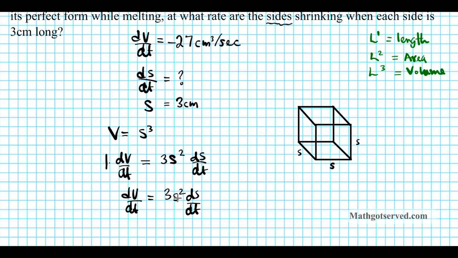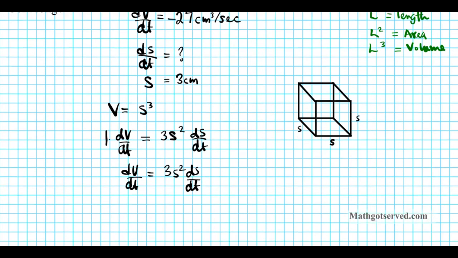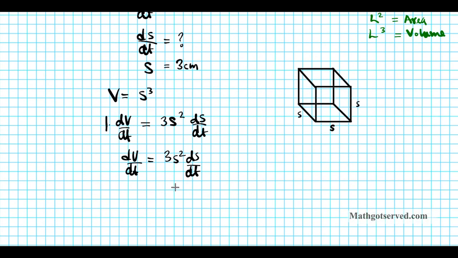Okay, so let's isolate ds/dt. I like to isolate ds/dt before solving. To do that, we can multiply both sides by 1 over 3S squared. On the right side, notice that the 3S squareds cancel out, and we have ds/dt equals 1 over 3S squared times dV/dt.